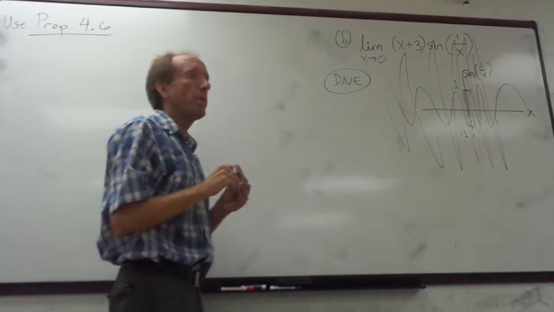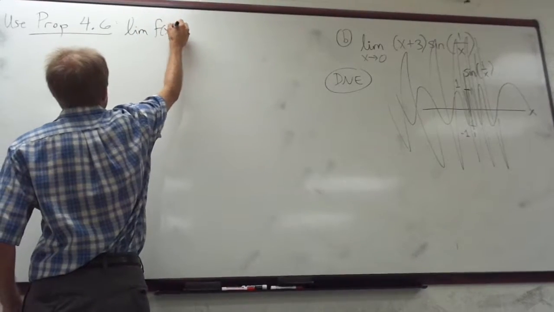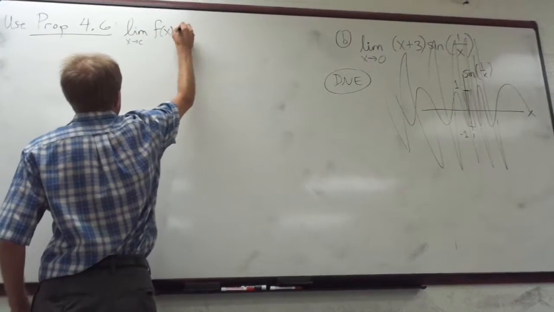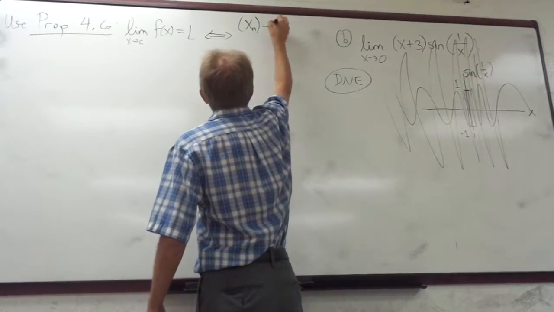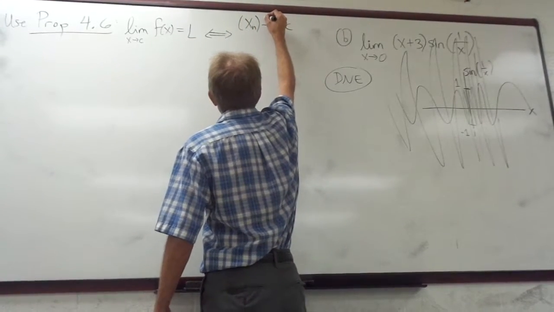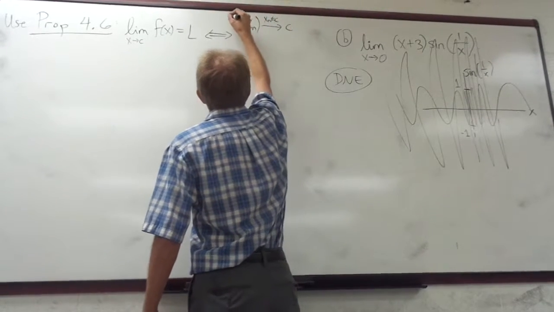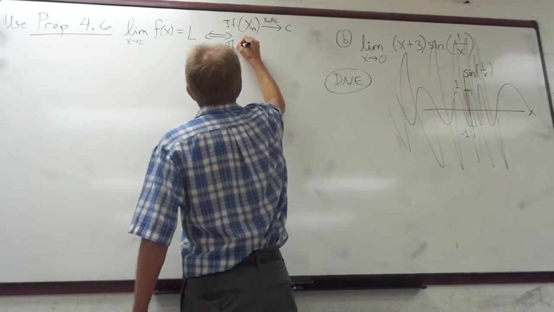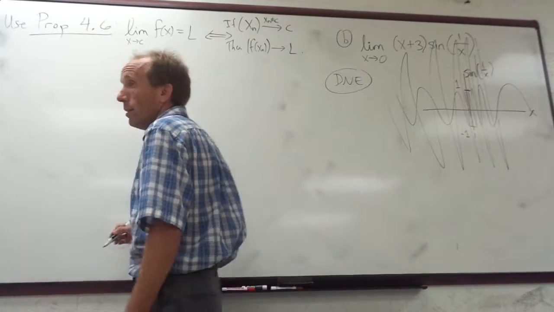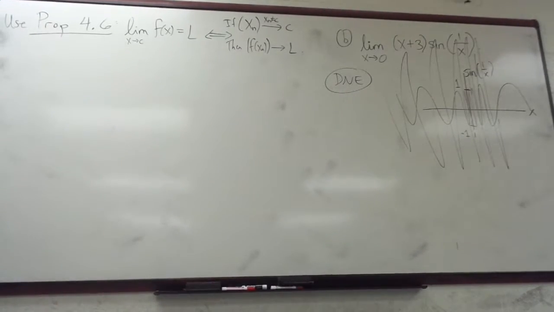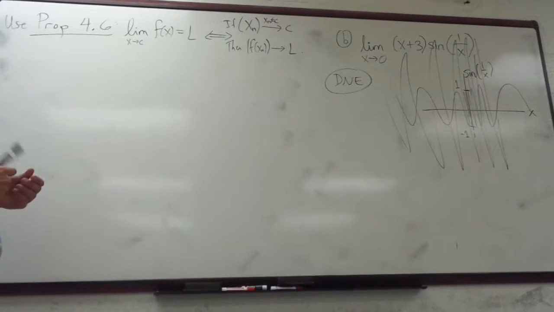Okay, remember that, what does that say again? It just says that the limit of f of x as x approaches c is equal to L if and only if anytime xn converges to c and xn does not equal c, then f of xn converges to L. Okay? Does that make sense?